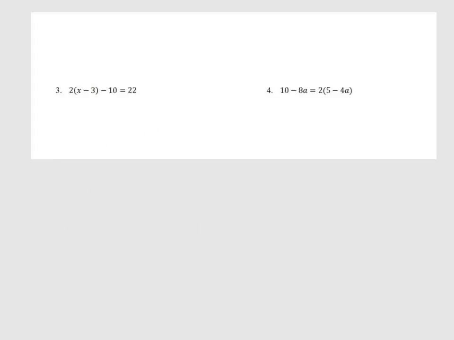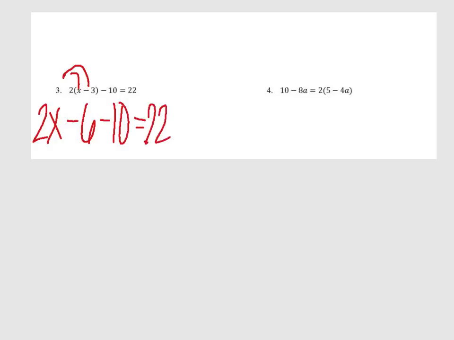Looking at number 3, I have distributive property, so I'm doing 2 times x, which is 2x. Then I do 2 times negative 3, which is negative 6. And I drop down the minus 10 equals 22.